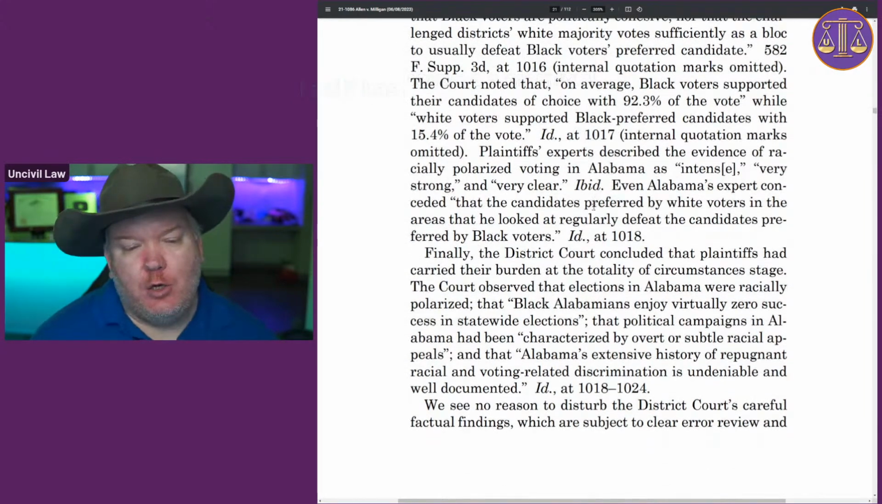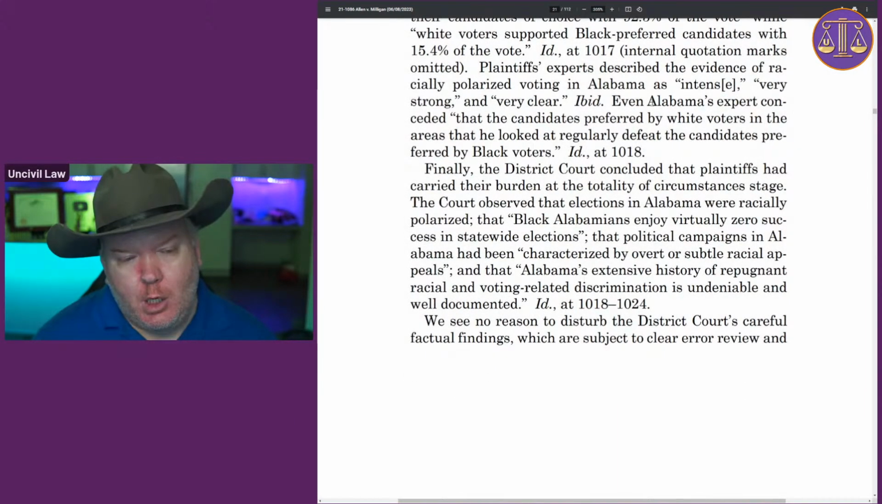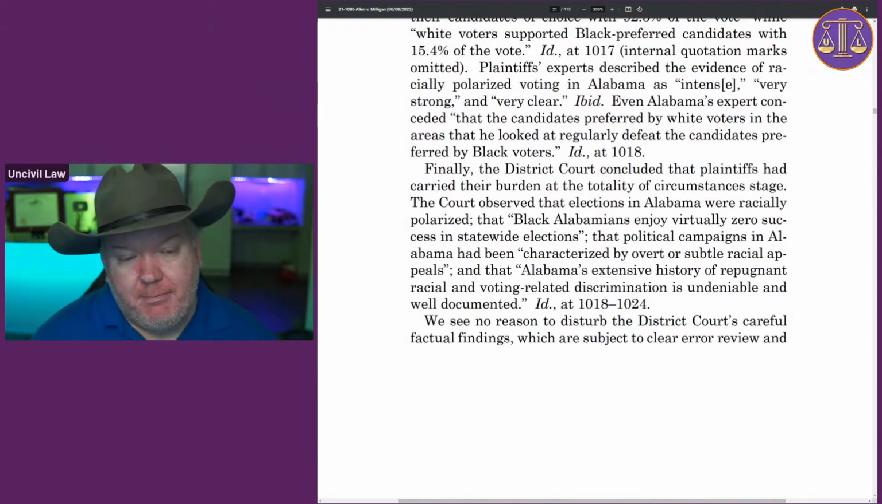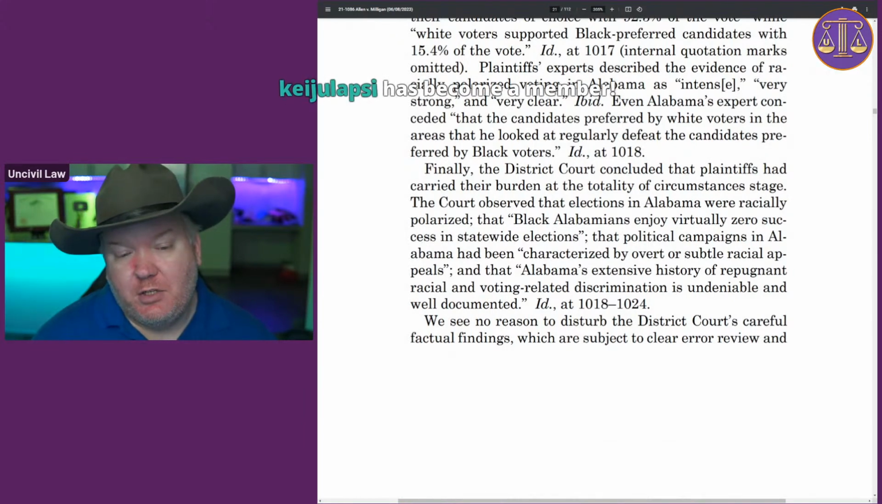Finally, the district court concluded that plaintiffs had carried their burden at the totality of circumstances stage. The court observed that elections in Alabama were racially polarized, that Black Alabamans enjoy virtually zero success in statewide elections, that political campaigns in Alabama have been characterized by overt or subtle racial appeals, and that Alabama's extensive history of repugnant racial and voting discrimination is undeniable and well documented.